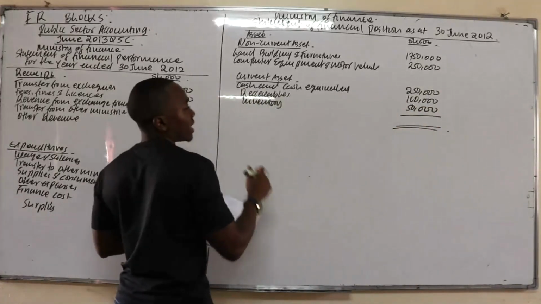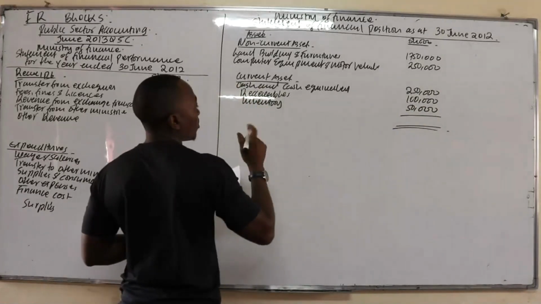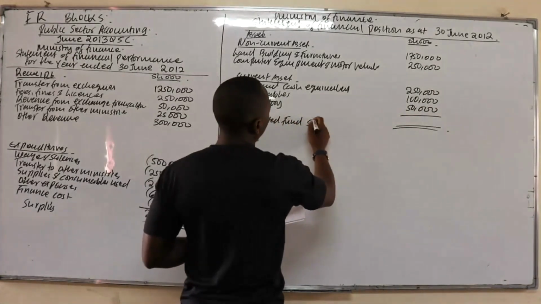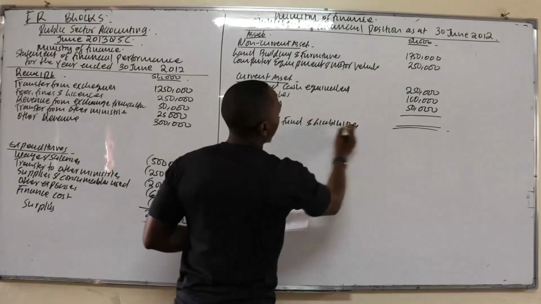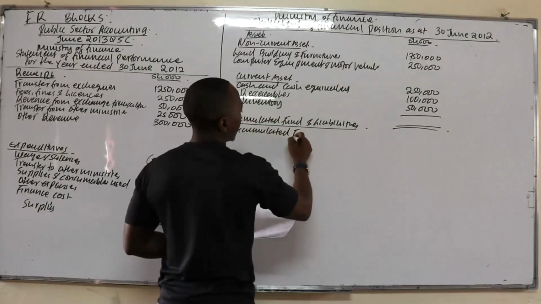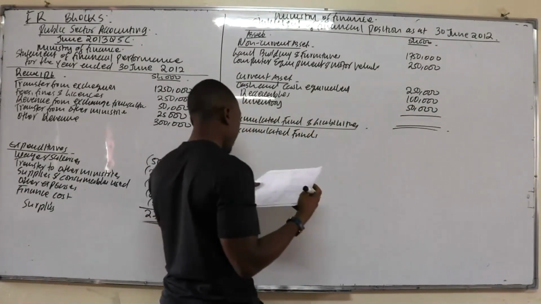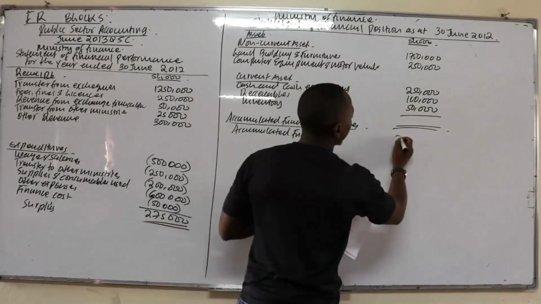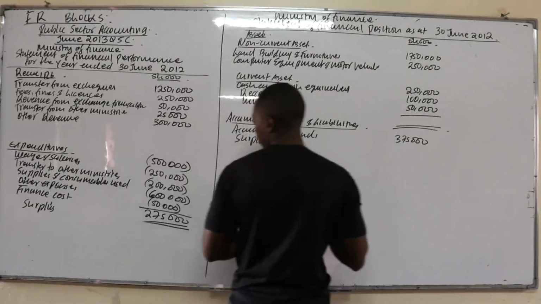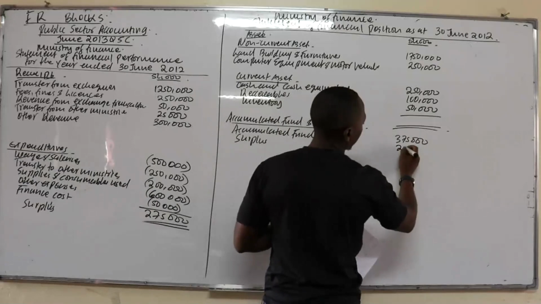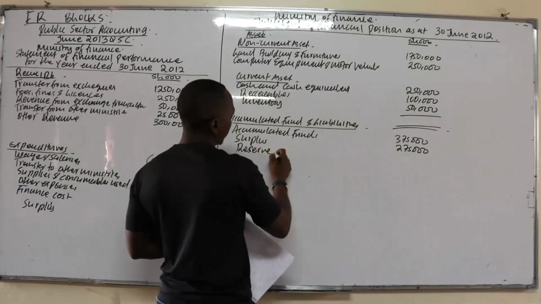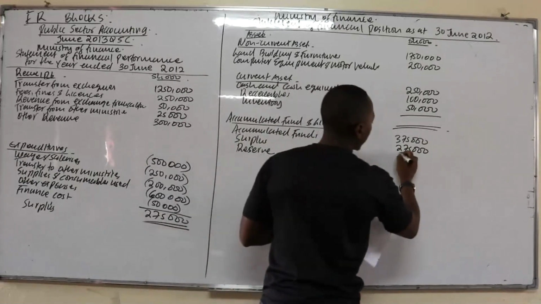Then we see that for their capital and liabilities, they call their capital accumulated fund and liabilities. So we start with the accumulated funds. And they had an accumulated fund as at 1st July 2011 of 375. Then you add the surplus for the year. And from the income statement, they had a surplus of 275. Then they had a reserve. Reserves an amount of 900,000.